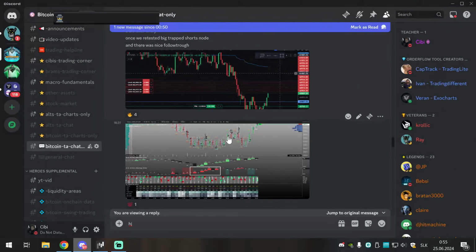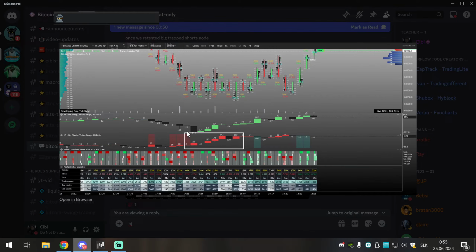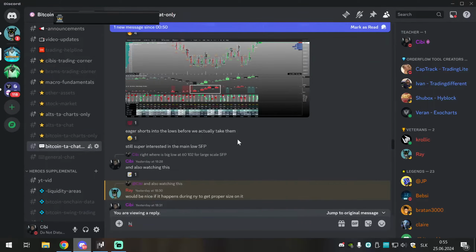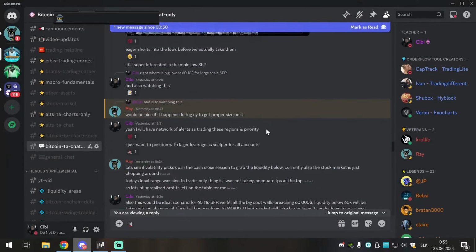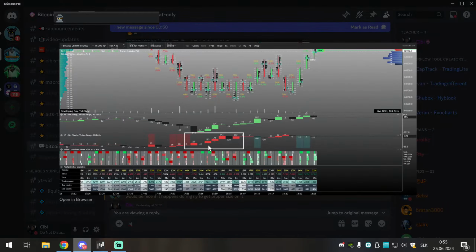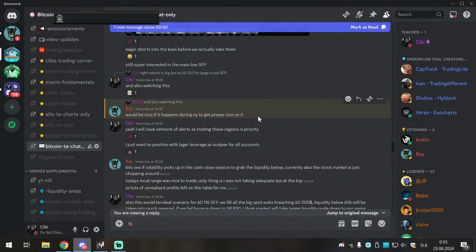This setup was actually coming from the Exocharts. We had lows at 60,600, and we were approaching the lows of the range. We had a lot of shorts piling in. They were not even waiting for the local swing failure pattern to happen, so market was just pushing them out. As we were pushing up, market was taking them down.